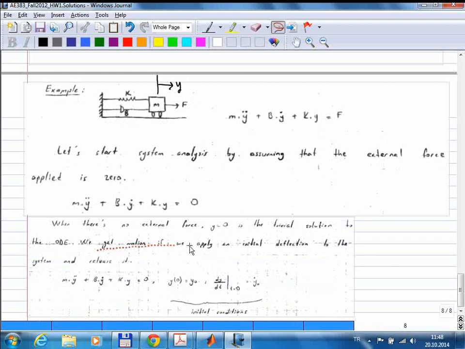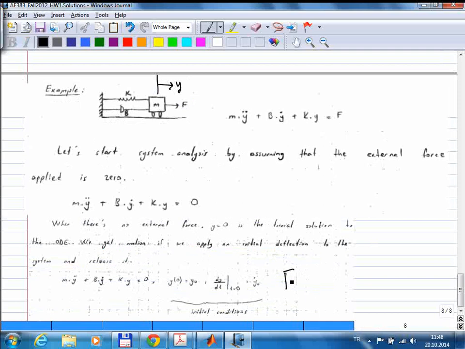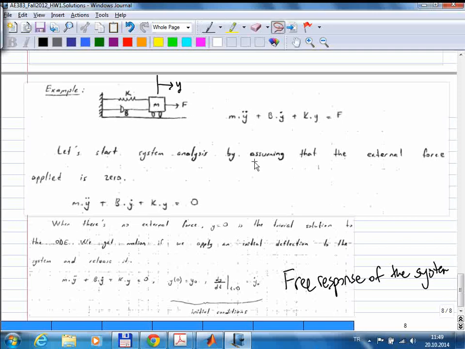We get motion if we apply initial deflection to the system and release it. The solution we get for zero external forcing is called the free response. So we call this the free response of the system. The word free means that there's no external input applied. So basically, this is the differential equation we need to solve.